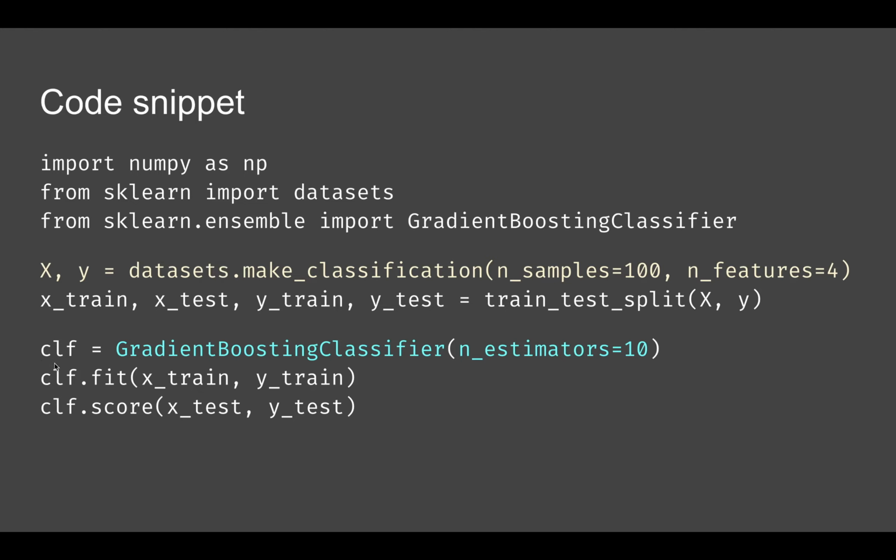Then clf is equal to gradient boosting classifier and estimators is 10. So basically we are telling it to create 10 trees, fit on X train, y train, and then this method is directly calculating the score. So routinely what we would do is we'll type clf.predict x test and then calculate the score based on that. Or alternatively, we could directly get the score by typing clf.score x test and then y test.